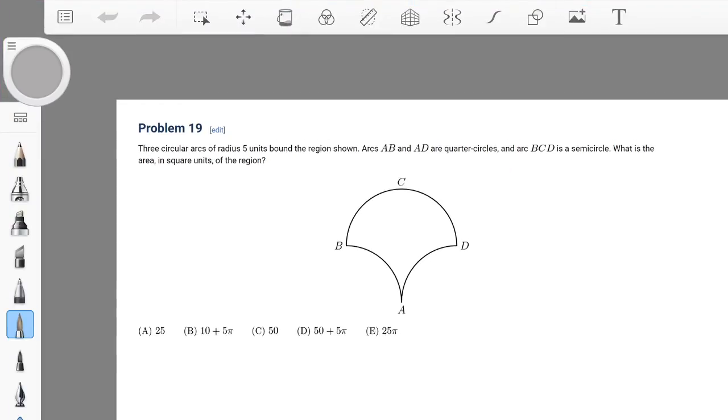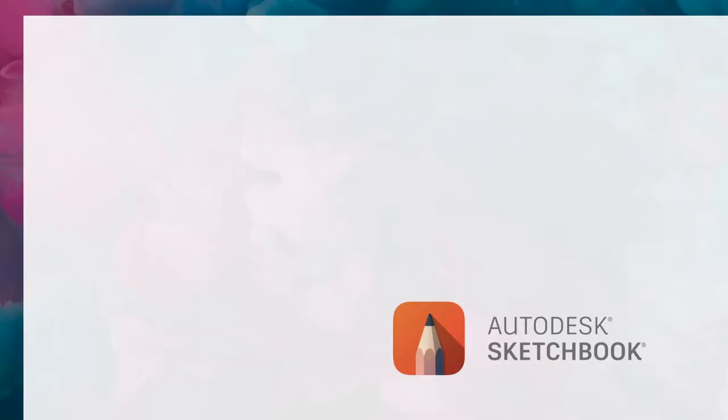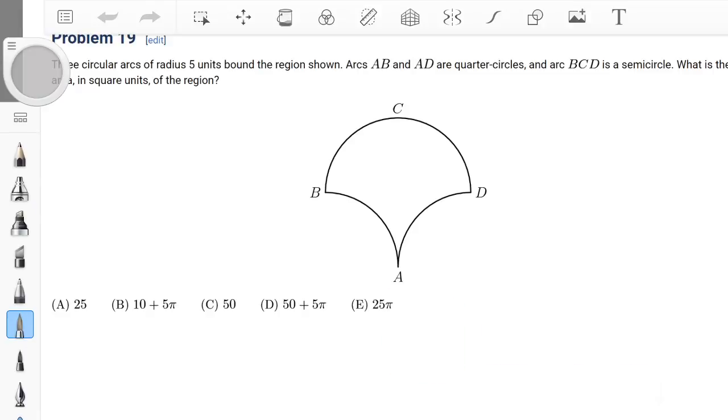Okay, so now that we have reached Autodesk Sketchbook, here we're looking at problem 19 from the AMC 8 of the year 2000.